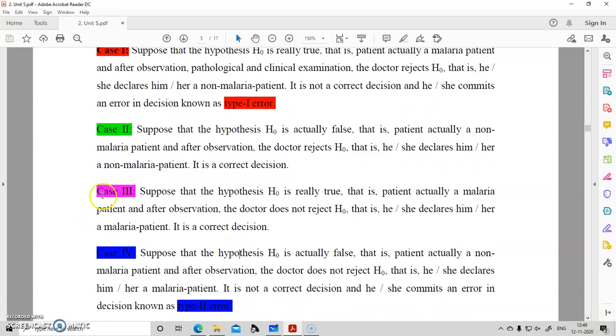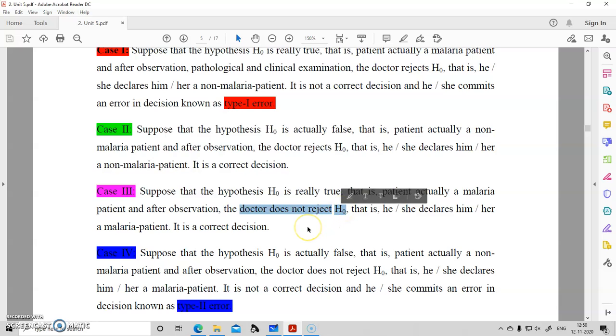Now we go to case 3. Case 1 and case 2 we completed. We go to case 3. Suppose that the hypothesis H naught is really true. That is, the patient is suffering from malaria. That is, the patient is actually a malaria patient. After observation, he does the clinical test and also the pathological test. The doctor does not reject H naught.